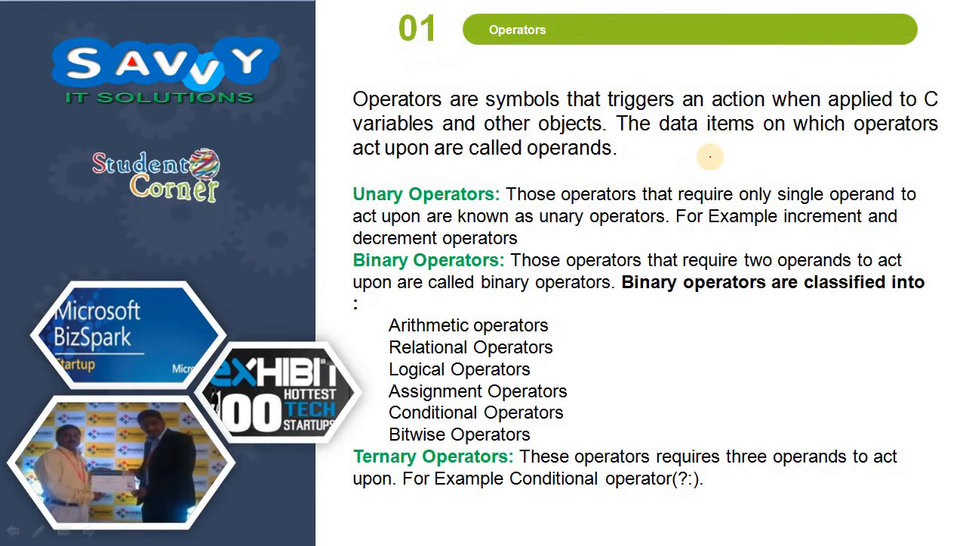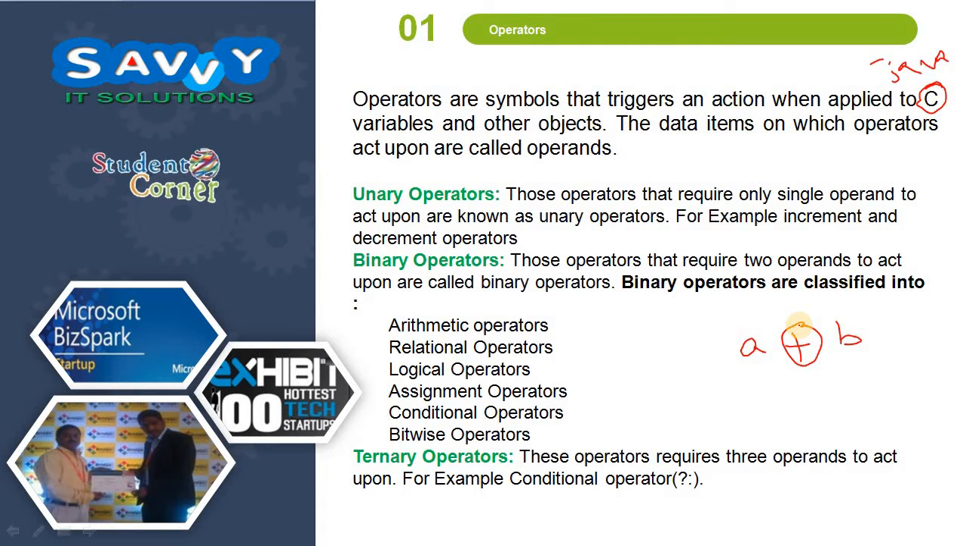Okay. So operators are symbols that trigger an action when applied to Java variables and other objects. Sorry, not C variables, it is Java. The data items on which operators act are called operands. Now, based on the number of operands, let us take A plus B. Plus is an operator, and A and B are the operands, to perform addition between A and B.